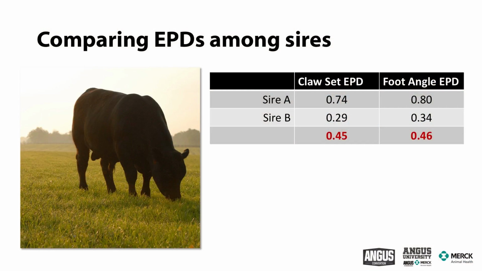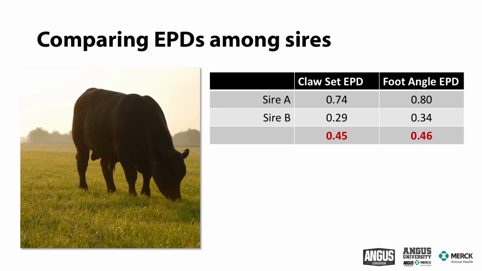So if we're looking at 2 bulls' EPDs, and these are bulls that would be published on that report we were just talking about, just like any other EPD, you have to compare them to another animal. The breed average right now for both foot angle and claw set is about 0.50, okay? So you can think about it if you're using bulls that are above a 0.5 or below a 0.5, right? If you're below a 0.5, you're a breed improver. If you're above a 0.5, well, you're not, right? You're making the breed worse.